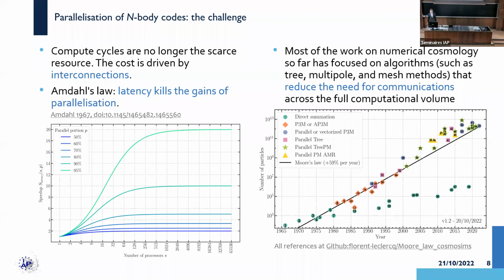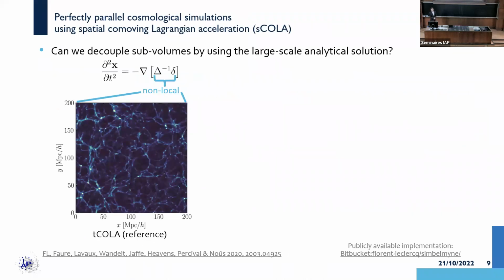So in this context, let me advertise one idea, which I think could be useful for these numerical data models in the future. This idea is to try and run perfectly parallel cosmological simulations. The idea is based on the following. We have an analytical solution which is actually fairly good at large scales. And so it seems a little bit silly to run a full numerical solver where we could use the analytical solution on large scales.